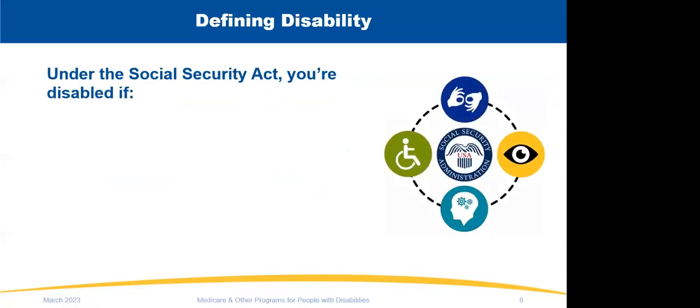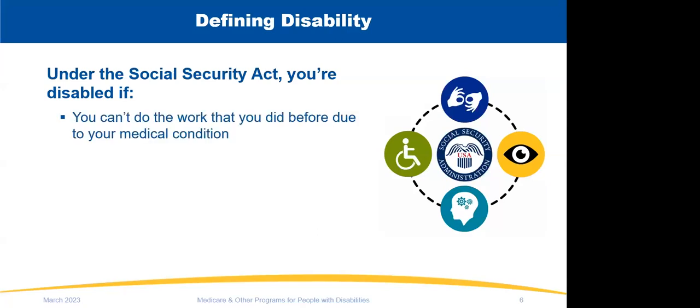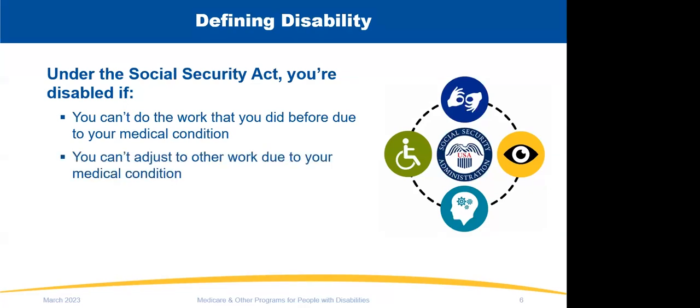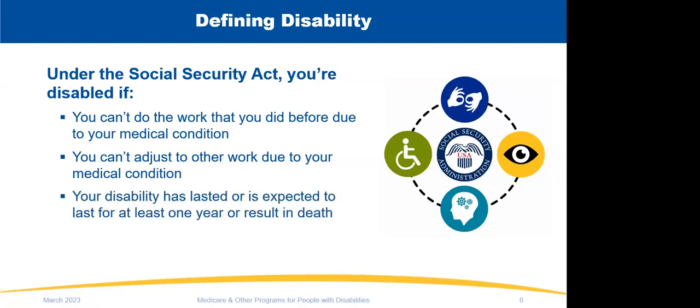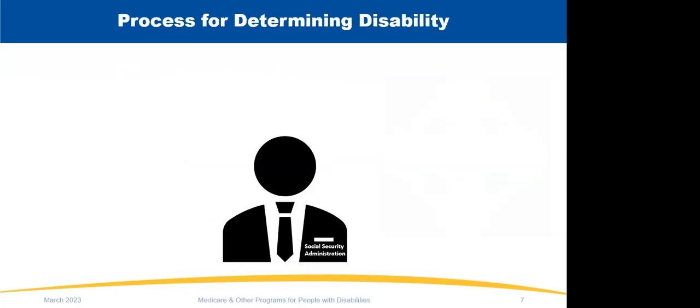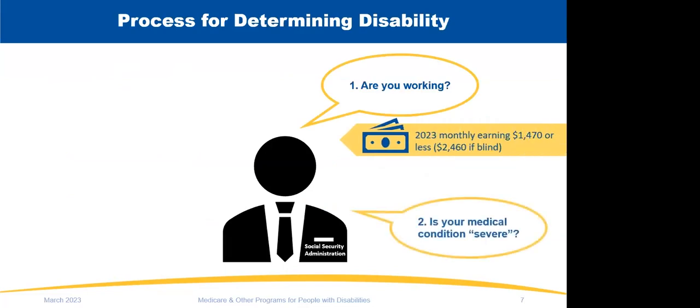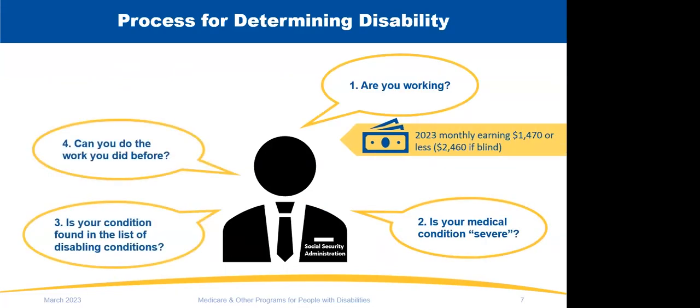Now, let's define disability. Under the Social Security Act, you're disabled if you cannot do the work that you did before because of a medical condition, you can't adjust to other work because of your medical condition, and your disabling condition has lasted or is expected to last at least a year or end in death.